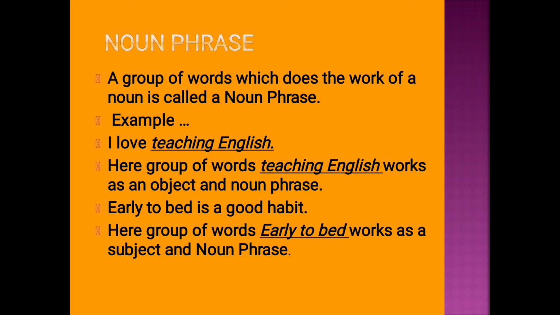Similarly, if I say early to bed is a good habit. So what is a good habit? Early to bed. Early to bed, a group of words. So which phrase is it? Noun phrase. So specifically, just think about it: phrase and clause are both groups of words, but a phrase doesn't have a subject and verb combination, whereas a clause has a subject and verb combination. Clauses we will do obviously, then you will get to know the difference.